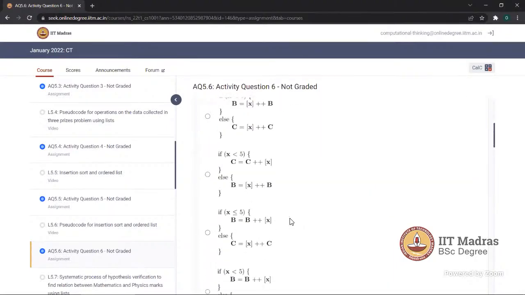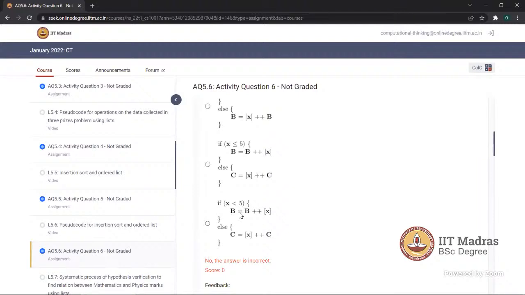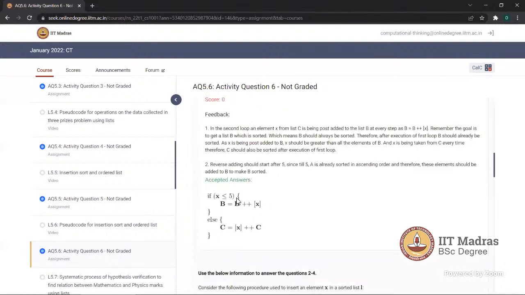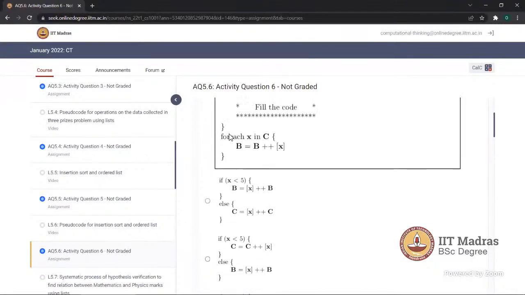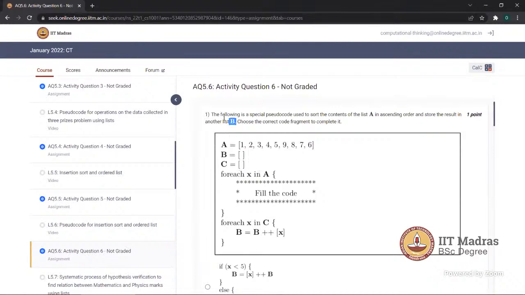That is why first we were appending like this: B is equal to B plus plus X. That means whatever the current value of B, append X into it. But if X is not less than or equal to 5, then we simply reverse the order. First it was B plus plus X; in this case we do X plus plus C. This is C, not B, the third empty list. It's like an extra temporary list which we are creating.